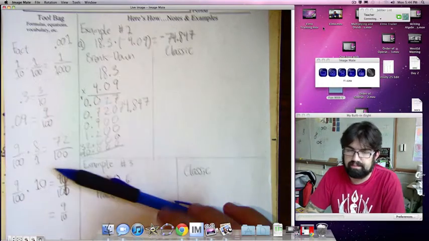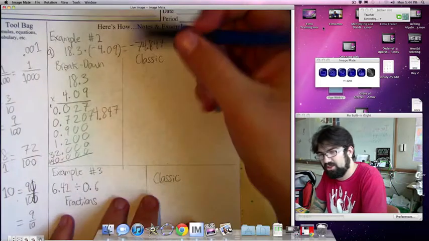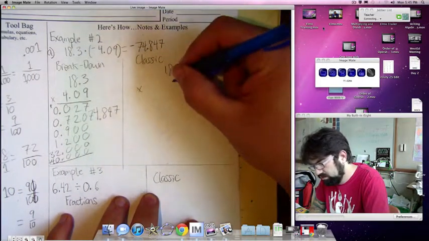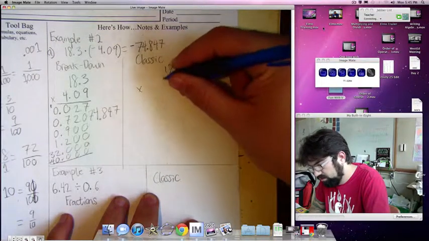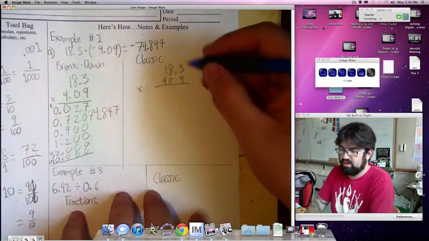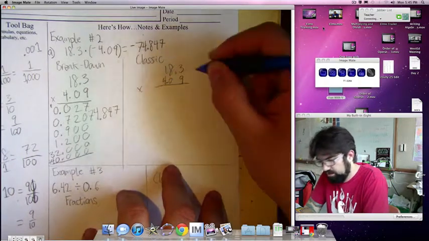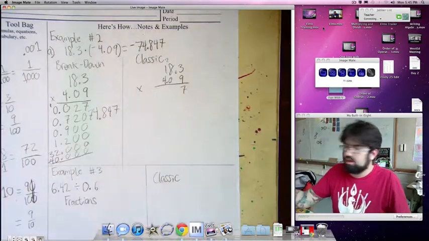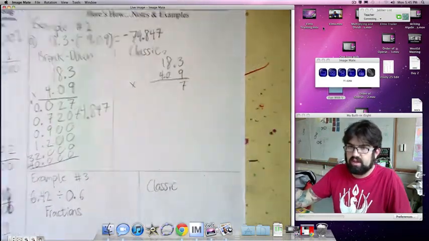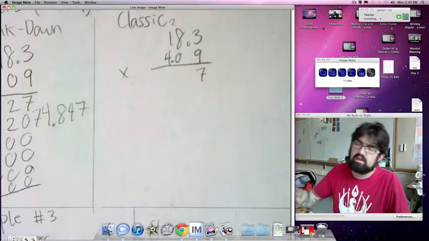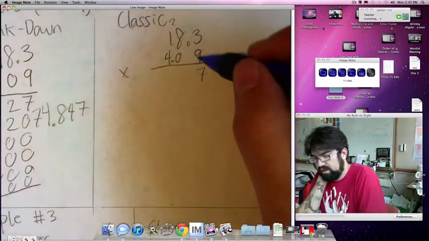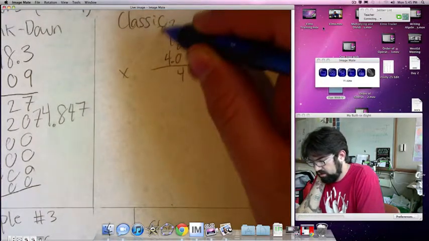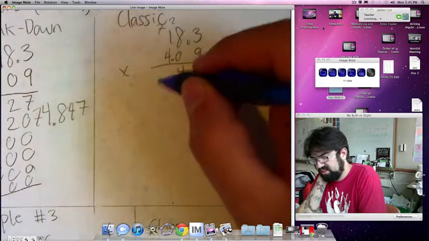Now let's go with classic. And this is kind of something that's a little sketchy in my mind. Okay. Oh, don't forget that decimal. 9 times 3 is 27, carry the 2. And here I'll zoom in for this so we're not distracted by everything else going on. 9 times 8 is 72, plus 2 is 74. 9 times 1 is 9, plus 7 is 16.